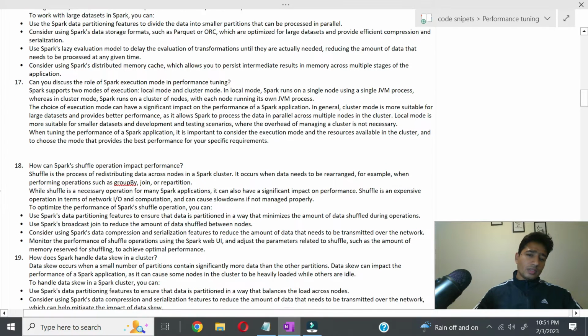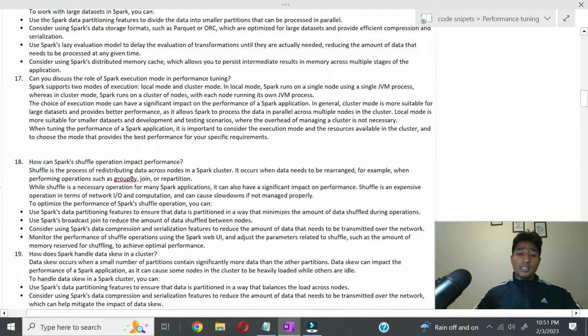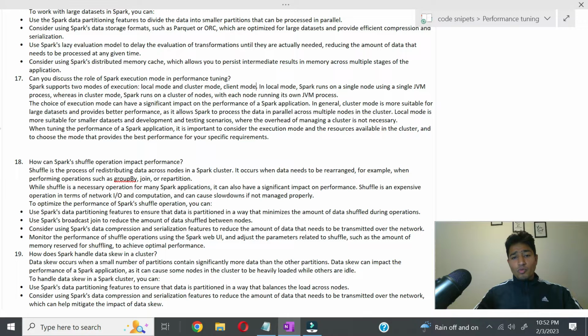What is the role of Spark execution mode in performance tuning? Spark runs in three modes: client mode, local mode, and cluster mode. Local mode is a single node actually. So there are three modes. Let's talk about local mode. In local mode, Spark runs on a single node using a single JVM process, whereas in cluster mode, Spark runs on a cluster of nodes, with each node running its own JVM process.